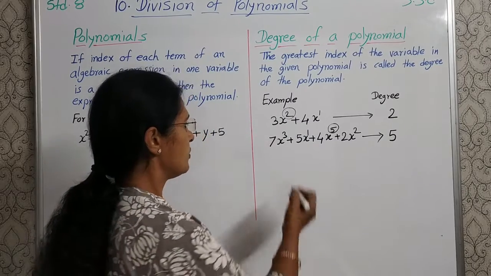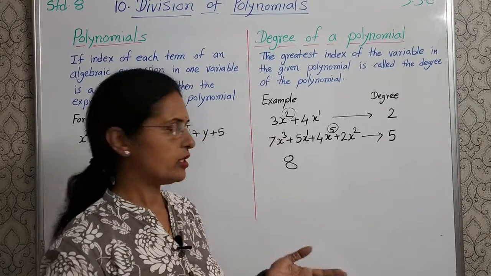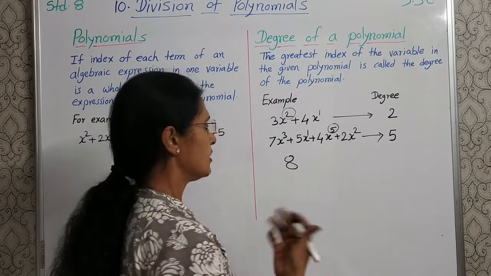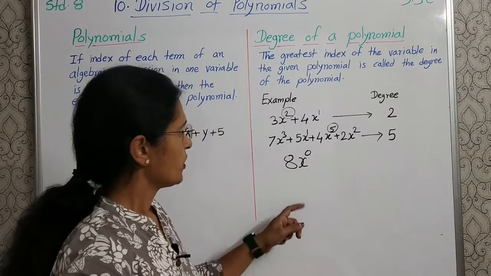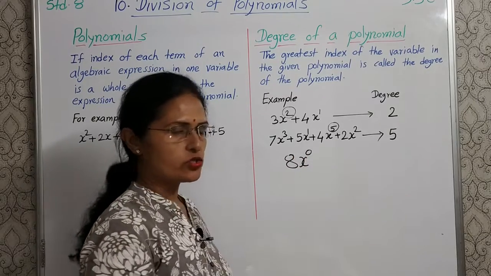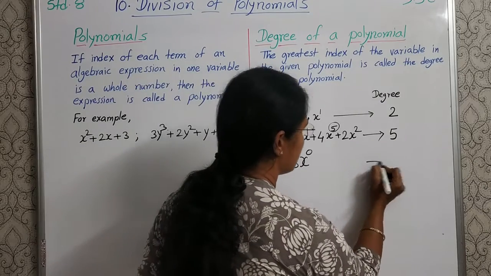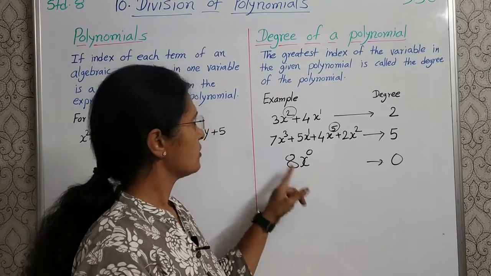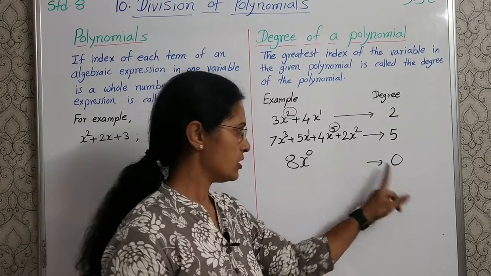Now what if the polynomial is 8? This is a monomial, and a monomial is also a polynomial. Now for this 8 there is no variable, but if you want to write, you can write x, and it will be x raised to 0. So the index is 0 here, and that is the highest only, because there is no other variable, no other index, and therefore this is the degree. The 0 is the degree for this monomial, which is actually a polynomial. So for 8 the degree is 0.